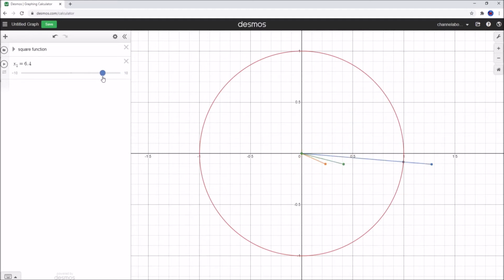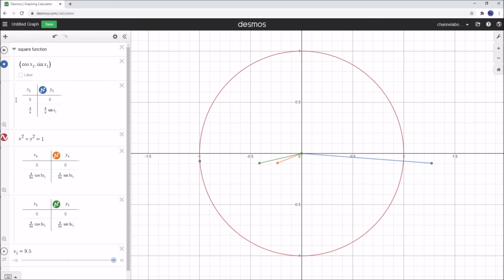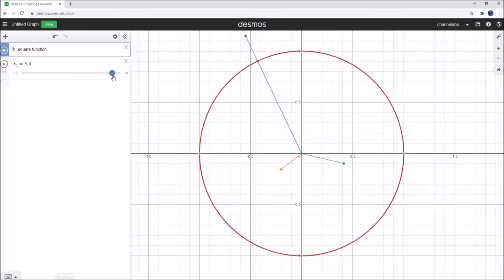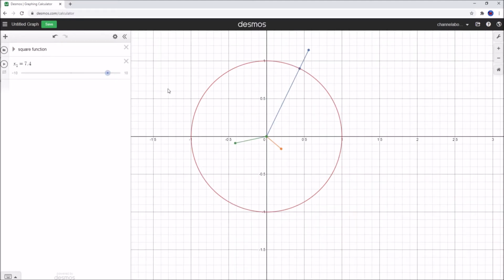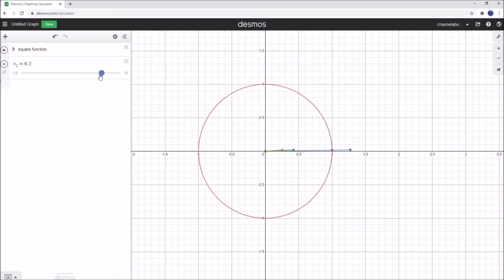Now it looks like the blue one is actually rotating incorrectly. So let's go ahead and have a look and see what's going wrong with that. You can see the blue one here, the value of cos x1 has been missed out. So let's press play on this again, and we'll see that the phasors are rotating at different speeds.